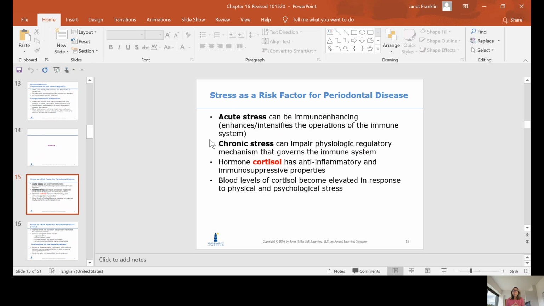Your body releases a hormone called cortisol, and it has anti-inflammatory and immunosuppressive properties. When patients become very stressed, the cortisol level is elevated in that response, and so it can cause anti-inflammatory and immunosuppressive properties to occur. In other words, an exaggerated inflammatory response, and it can suppress the immune system all at the same time, which can cause periodontitis.